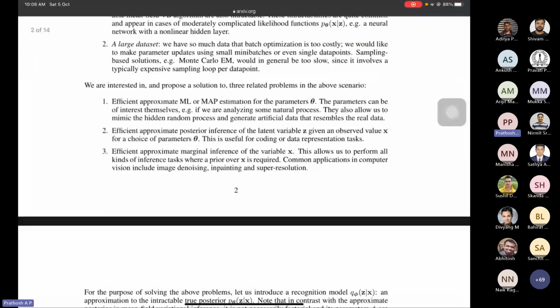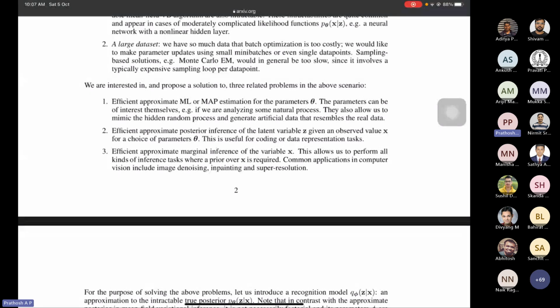Yeah. So we are interested in, and propose a solution to, three problems in the above scenario. Number one: efficient approximate maximum likelihood estimation for parameters theta. Let's not worry about MAP estimation. It's the efficient approximate maximum likelihood estimation of parameters theta, number one.